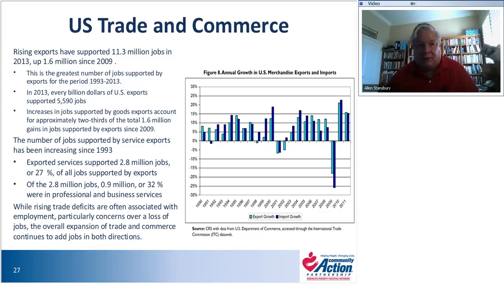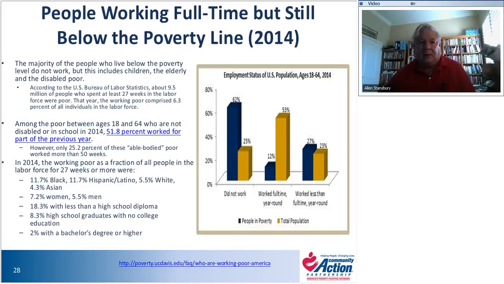Going on to the next slide, people working full-time but still below the poverty line. This is a graphic from the University of California, Davis, their Poverty Research Center. This is information that they glean from their research. The majority of people who live below the poverty line do not work, but this includes children, elderly, and the disabled poor.